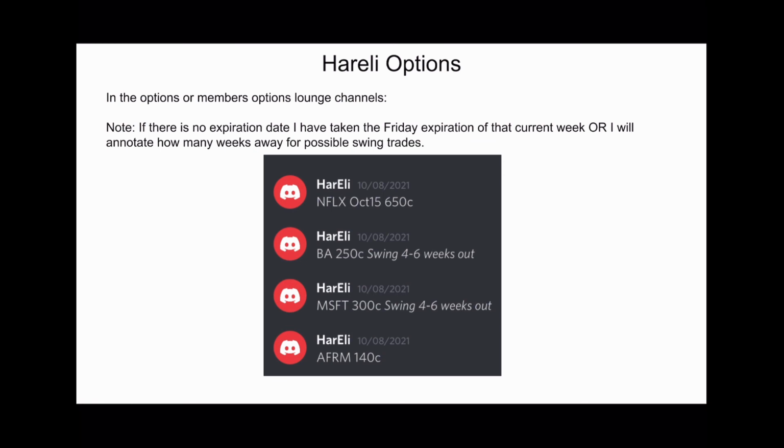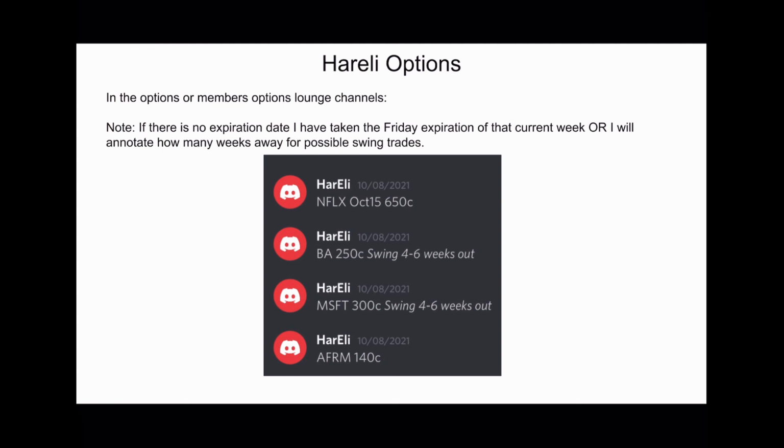Another example of what I push on the Discord channel. So for example, BA, Boeing, 250 call, meaning I want the stock value to go up. And there's no expiration date. I just put swing 4 to 6 weeks out, meaning I'm looking at a strike between 4 to 6 weeks away. I'm not looking for this move to happen right away. I'm affording myself some extra time for this move to happen, for this 250 price to happen.